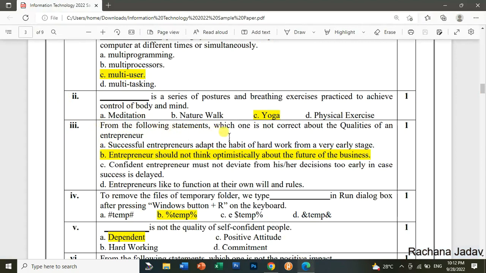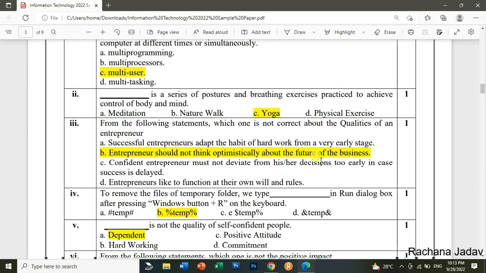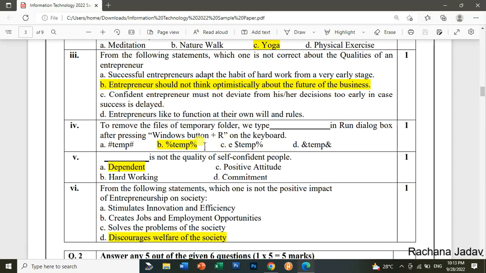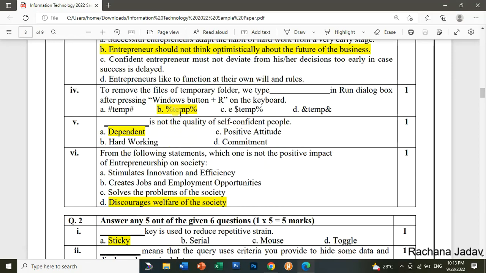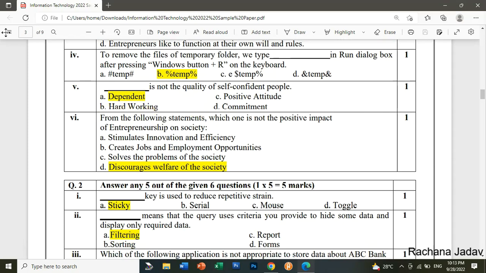So here, from the following statement, which one is not correct about the qualities of an entrepreneur? So the answer is, entrepreneur should not think optimistically about the future of the business. Okay, so not correct. Next, to remove the files of temporary folder, we type dash in the run dialog box after pressing Windows plus R on the keyboard. So what will be there? That is, you can see percentage temp percentage, like that will be written in the search of run. Next, dash is not the quality of self-confident people.